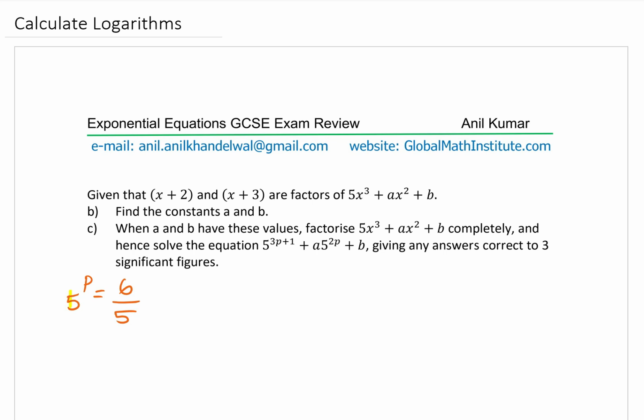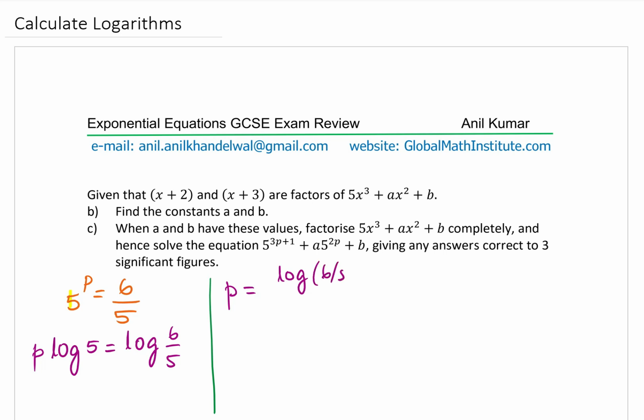We can actually take logarithms on both sides. So we get p times log 5 is equal to log of 6 over 5. And from here, we can find the value of p as a ratio of the other two. So let me take it to the right side and then write down the answer. So we get the value of p as log of 6 by 5 over log of 5. Is that clear to you? So that becomes the value of p.